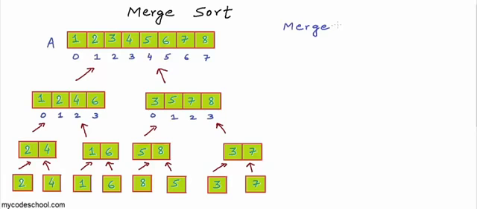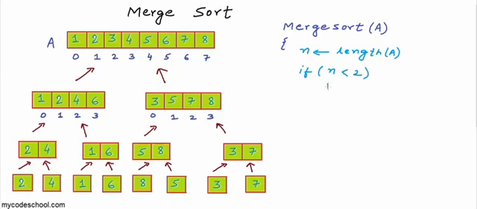I will write a function named merge sort that will take an array A as argument. In the function, first I'll take a variable n that will store the number of elements in A, and now we can partition A into 2 halves. We need to partition A only if n is greater than 1. If n is less than 2, then we have only 1 element in the array, so the array is already sorted. We can simply return.